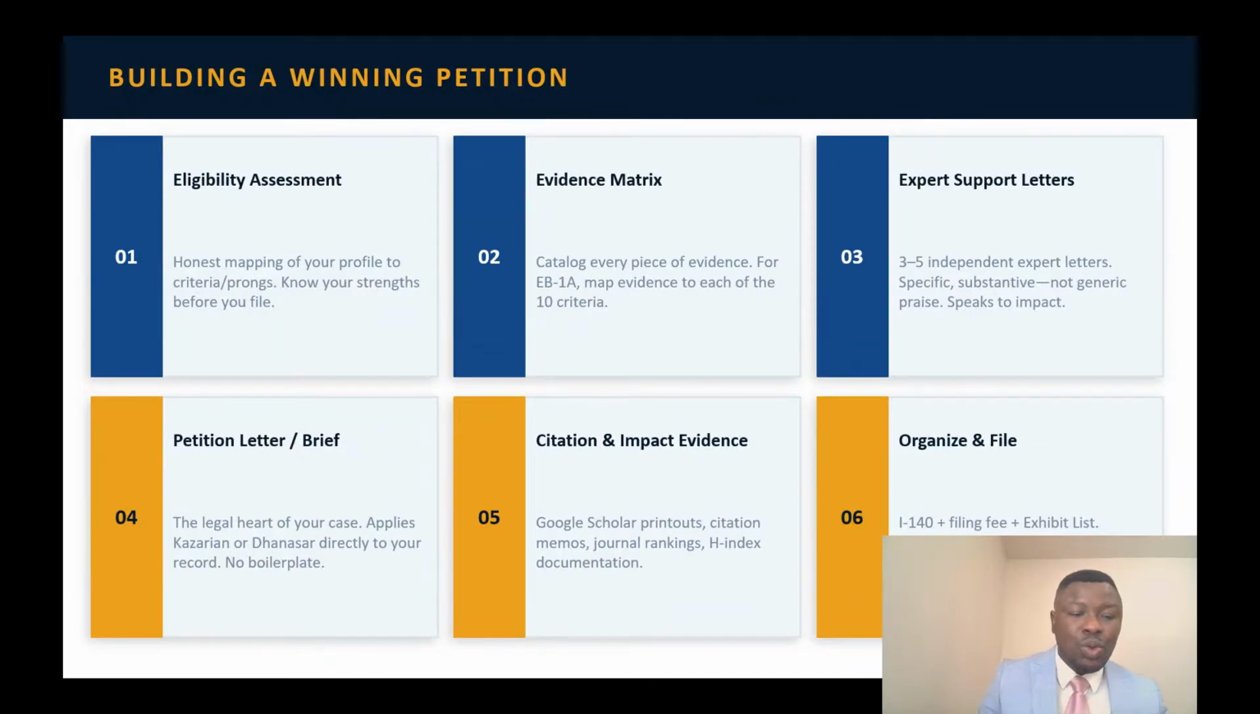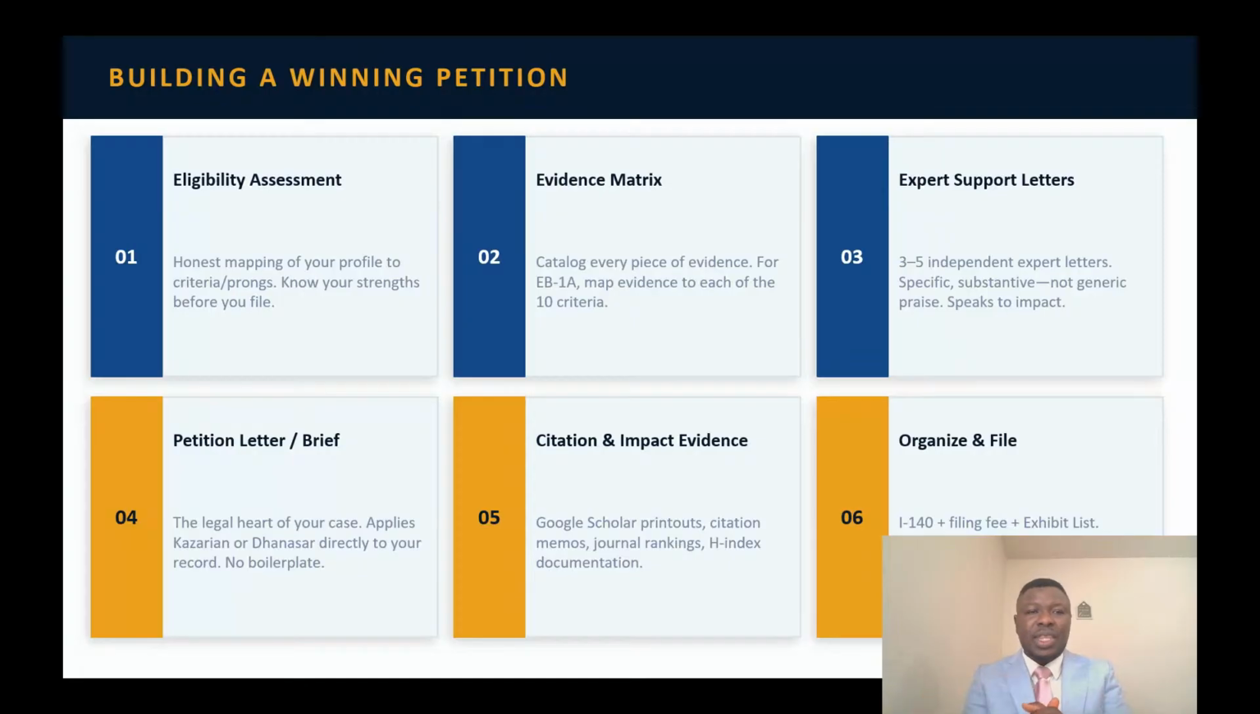The fourth thing you need is a petition letter or brief. This is the legal heart of your case, whereby it applies Kazarian or Dhanasar directly to your record. Now, some people use boilerplate. Maybe they get a template from someone somewhere, and then they use the same thing. No. If you don't have the same profile as that person, you cannot use the same template. You need an individualized petition letter or brief for your case.